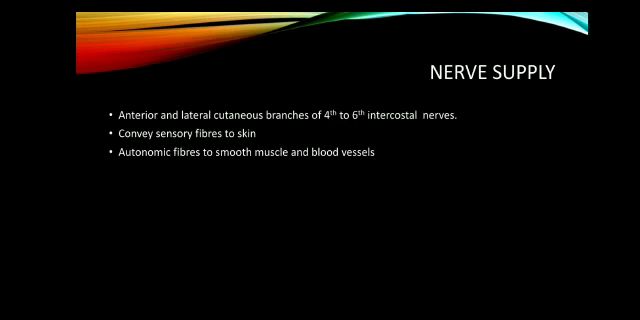Nerve supply. It is through the anterior and lateral cutaneous branches of the 4th to 6th intercostal nerves. These convey fibers to the skin and autonomic fibers to the smooth muscle and blood vessels.